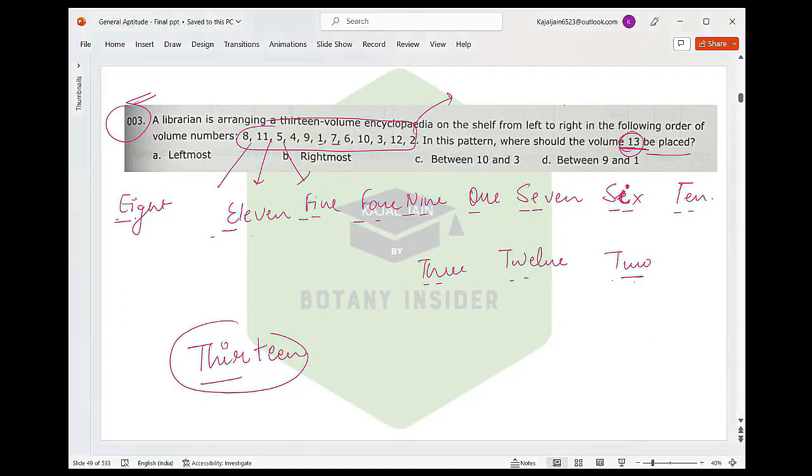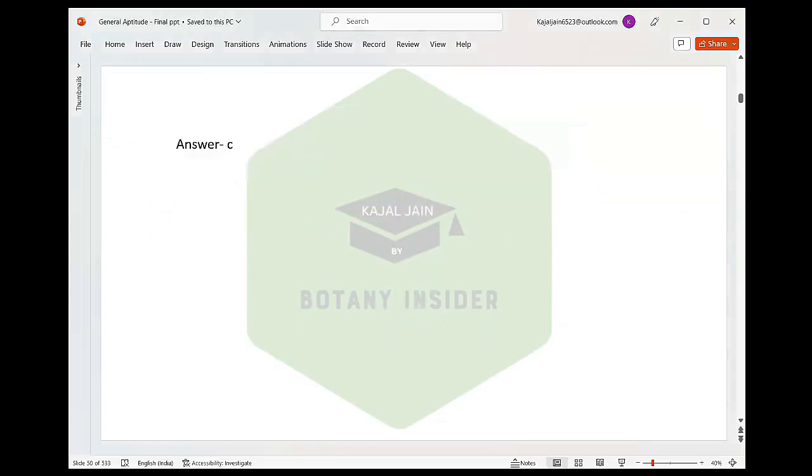Yes. Ten and three. Between 10 and 3, you'll be having 13 place. Did you understand this question? It's a very interesting question, right? And very easy question also. You just have to be thinking on your toes about where we have to put the main thing, right? I hope the question is clear. Answer is option number C. Okay, we have done this.